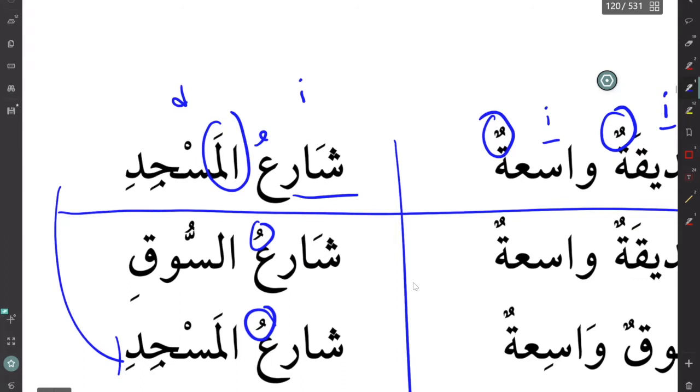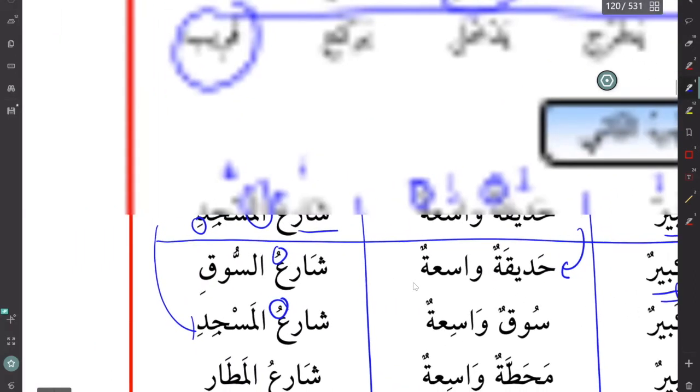Another way you verify is whether or not the second word is in kasra. It looks like the second word is in kasra, so that is clear. Right now it is 100% that this is an idafa, which is "of." So you will say the street of the masjid.